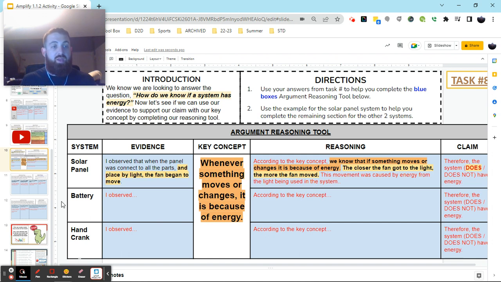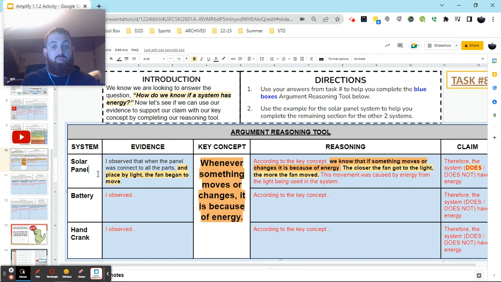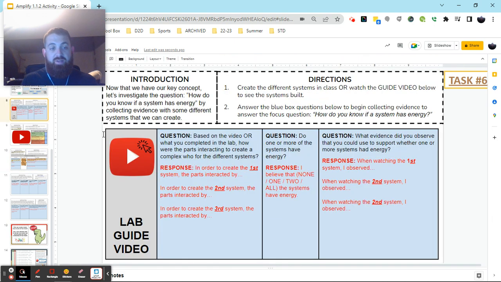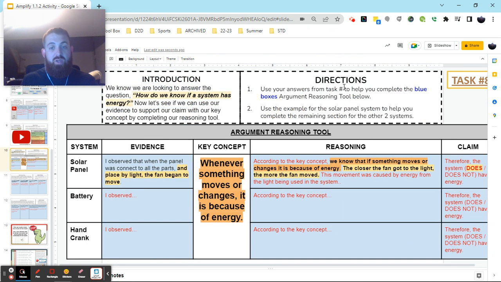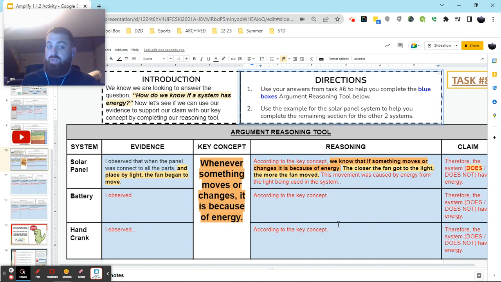And we had three systems that we looked to try to create. One was the solar panel system, one was the battery system, and one was the hand crank. We're going to use the solar panel one as an example. All of the stuff that you have in task number 6 should be used to help you complete this task. So let's take a look.